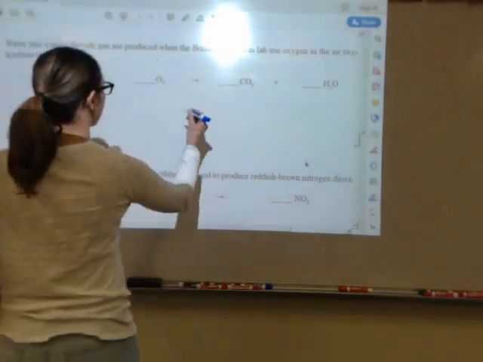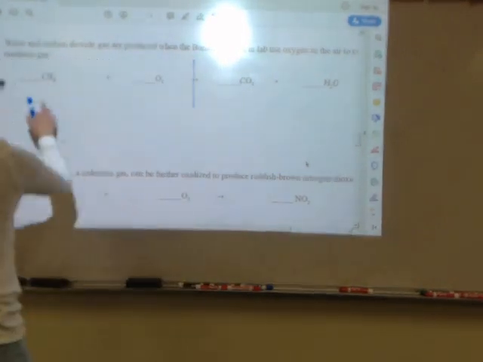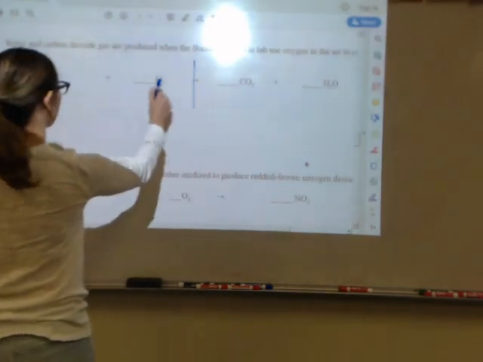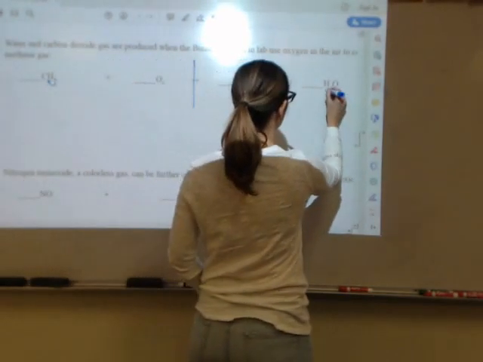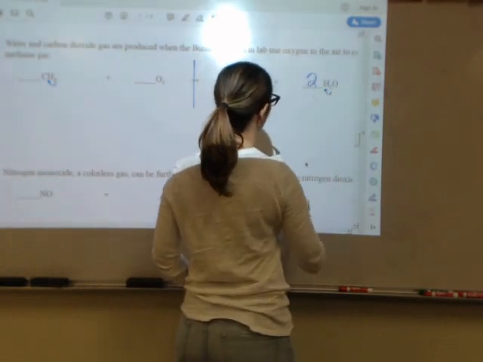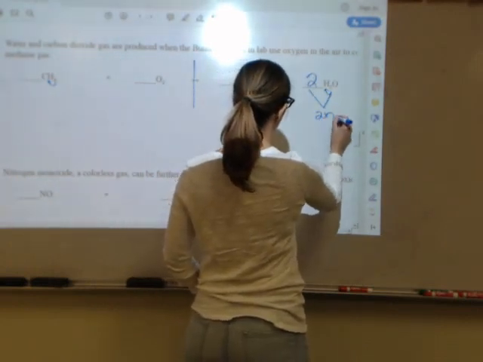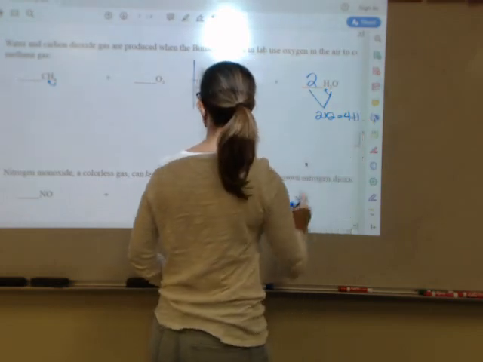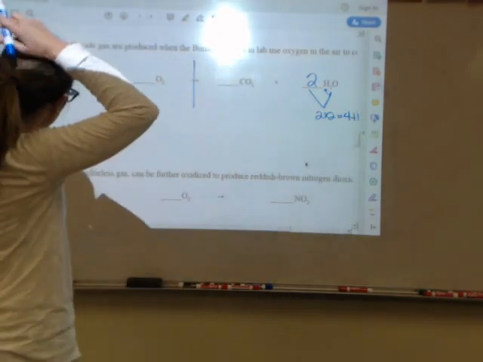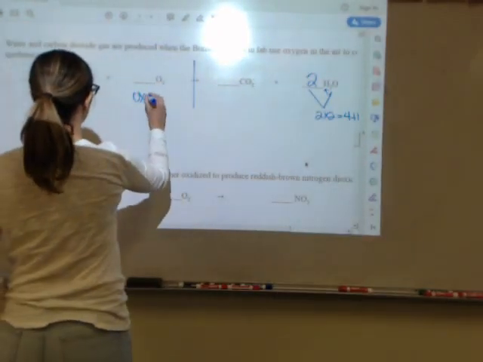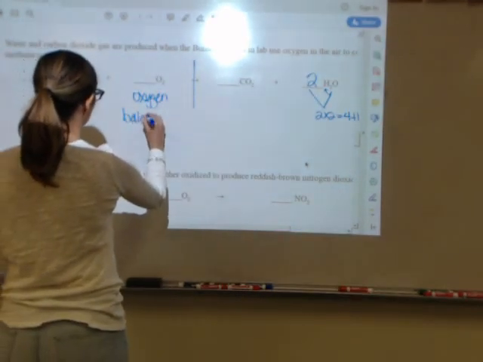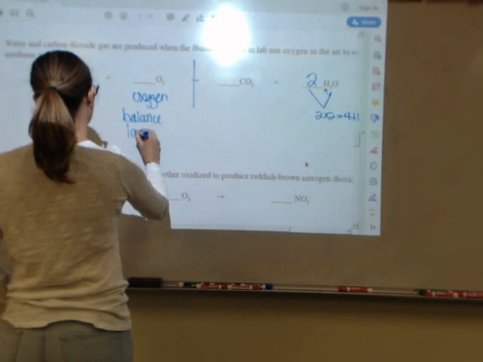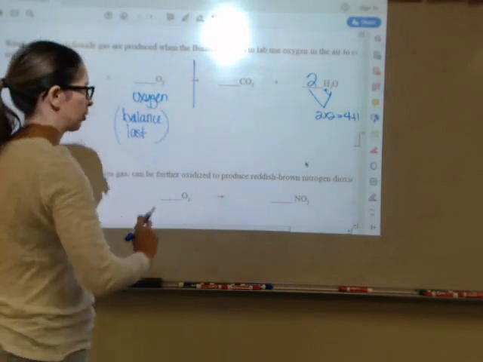Number 5. I have a carbon on each side, 4 hydrogen on the left side, 2 on the right. So let's put a 2 in front of H2O because 2 times 2 would give me 4 hydrogen. Now, when you have pure oxygen or something in elemental form, you want to balance this last. It will just help you a lot if you do that.